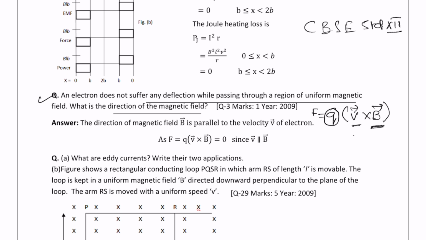What is V cross B? VB sine theta, where theta is the angle between them. If sine theta is 0, it means the magnetic field exists along the direction of velocity, both are parallel. If velocity is parallel to the magnetic induction vector, then sine theta will be 0, and VB sine 0 is 0. So therefore force will be 0. So in order that this force experienced is 0, these two should be parallel. Next question.